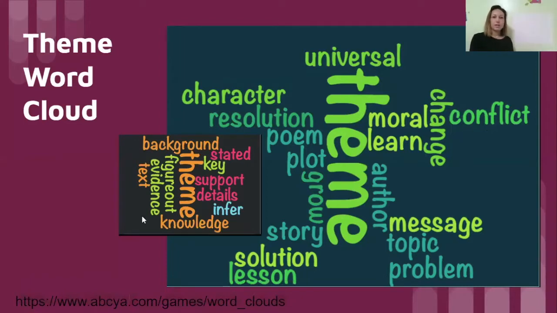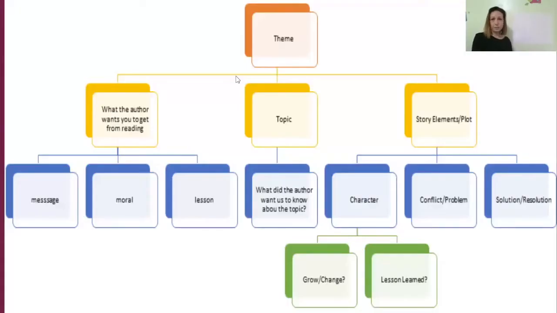And then I realized I forgot some words, so I went back and made another one. So theme, it's our background knowledge. It could be stated. It might tell you directly in there. You might have to infer it using your background knowledge and the text evidence. You have to figure out what the theme is, and you have to use key supporting details. Another way I thought to look at it is theme. It's what the author wants you to get from the reading, the message, the moral, or the lesson. You consider the topic, and then ask yourself, what did the author want us to know about the topic?